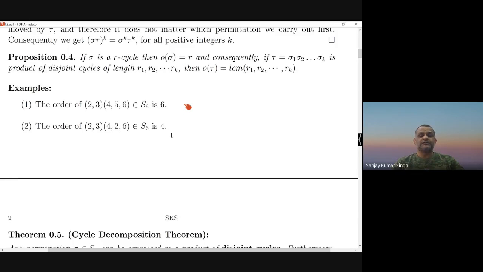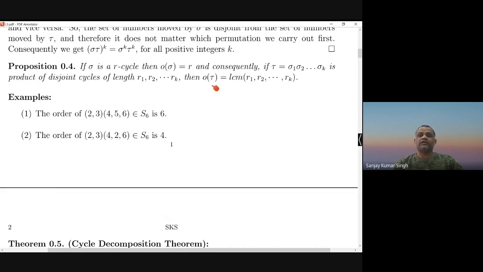A proposition: if sigma is an r-cycle, then the order of sigma is always r. And more generally, if tau is a product of disjoint cycles sigma 1, sigma 2, ..., sigma k, then I can always talk about the order of this element. And what is the order? The order is the LCM of the numbers r1, r2, ..., rk, where these ri's are the lengths of each sigma i.